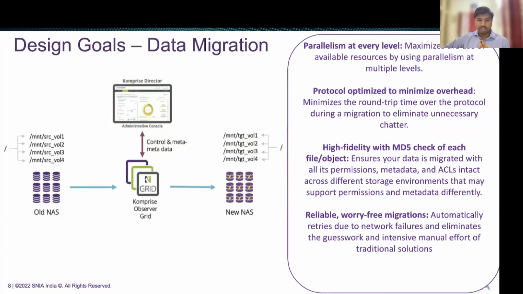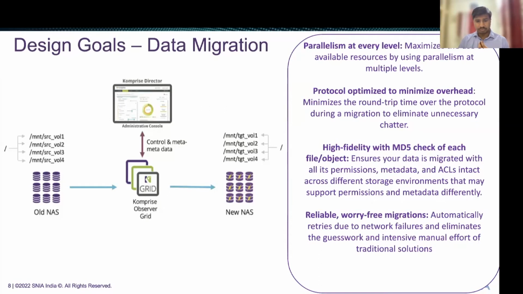Next thing is, it's not just enough to have data being migrated. There needs to be a fidelity check, or an MD5 checksum, done on every file that is moved or every object that is moved, right? And the ACLs or the permissions and the metadata need to be preserved while this migration is happening. So this is some of the common requirements that come up.